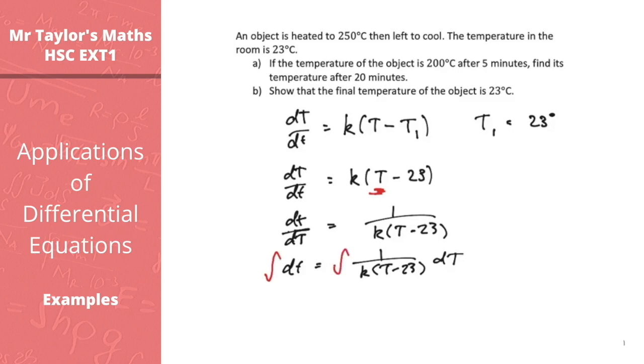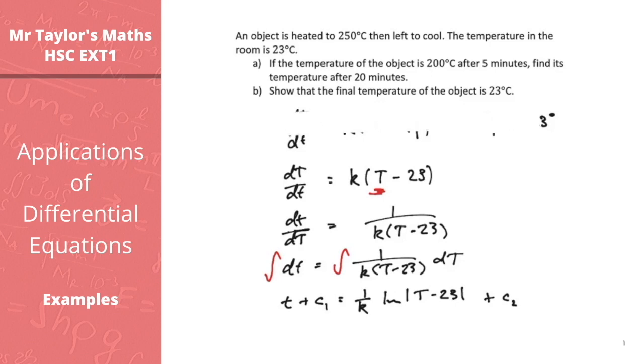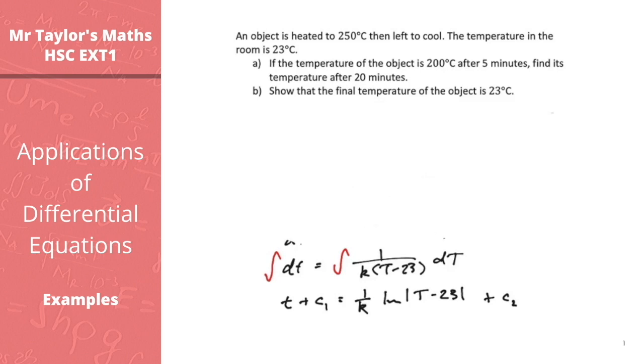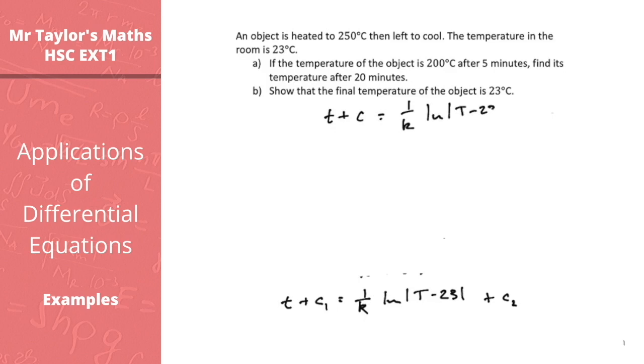I'm going to find the integral of both sides. Now k is a constant, so that's handy. I'm going to get t plus c1 is 1 over k ln absolute T minus 23 plus c2. Okay, so far so good. I've run out of room again, so let's get rid of this. Alright, and I can group those constants together. So I'm going to have t plus our constant is 1 over k ln absolute T minus 23.